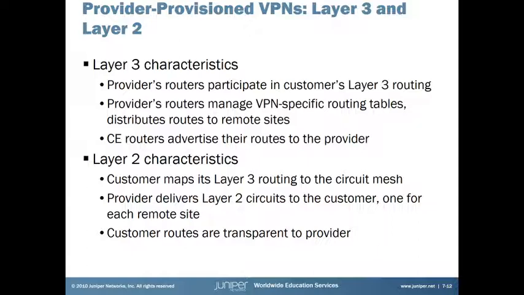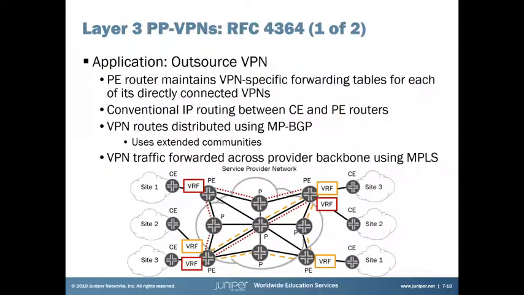So that's layer 3. Then there's layer 2, where the connectivity between the sites is just kind of like a rapid switch. So really, the routing is still handled by the customer, but the service provider just provides the connectivity between the sites. Okay, so layer 3 VPN. That's what we're going to do today. We're going to do these layer 3 VPNs.